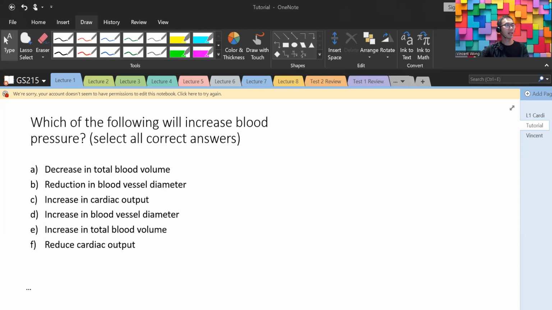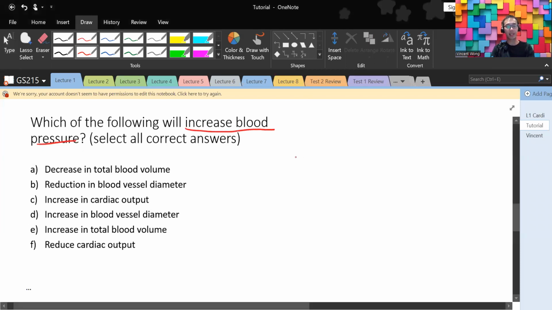Okay, I'll leave it at that. So let's see. You will want to increase blood pressure in this case. Right? So decrease in total blood volume. Right? The more blood you have, the higher the blood pressure, right? So that is not it. And then that means this one is correct, right? If you increase the blood volume, you will increase blood pressure, right? They're just opposite of each other, right? So if this is wrong, this has to be right, right?